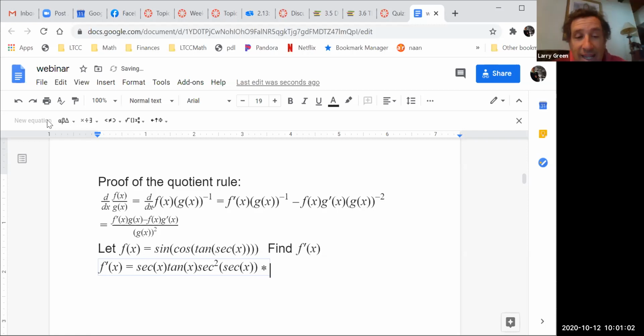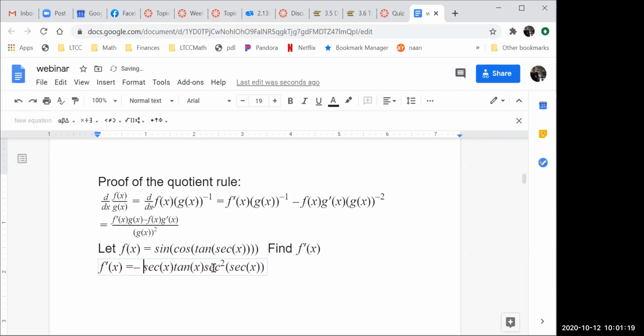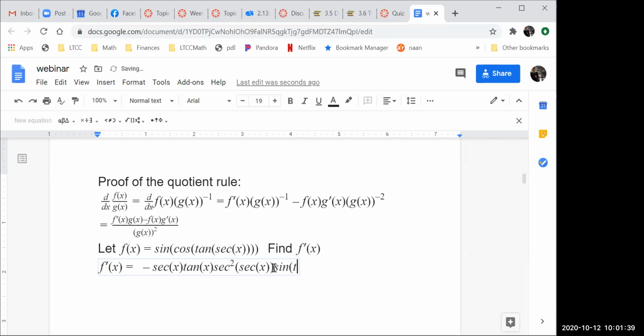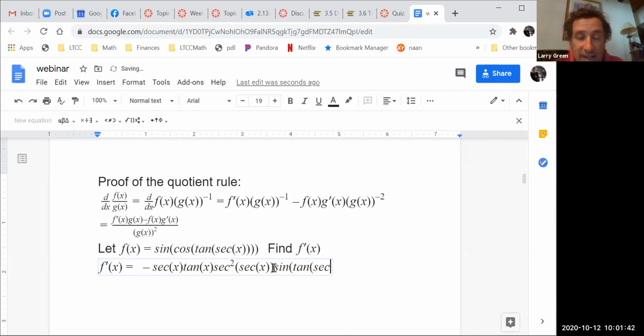And then times, again, inside out. So now we're really inside out with lots of insides and lots of outsides. So we just finished the tangent. Now we're on the cosine. What's the derivative of the cosine? Negative sine. And I can put the negative all the way out, just looks a little prettier. So it's going to be times the sine. But what's the inside? So it's the sine of what? Tangent of the secant of x. Yep, the tangent of the secant of x.